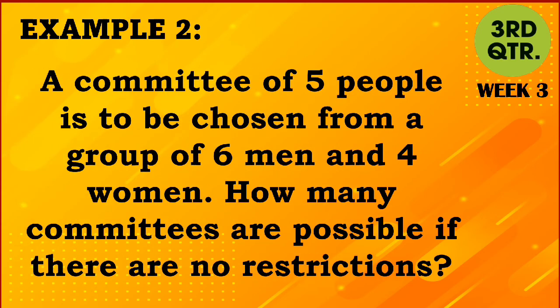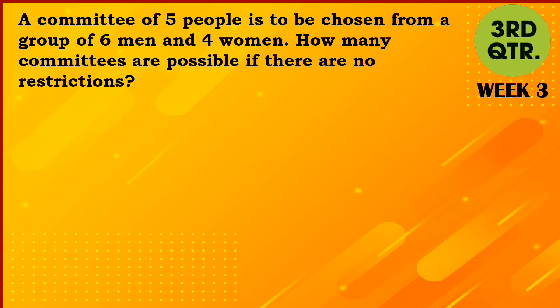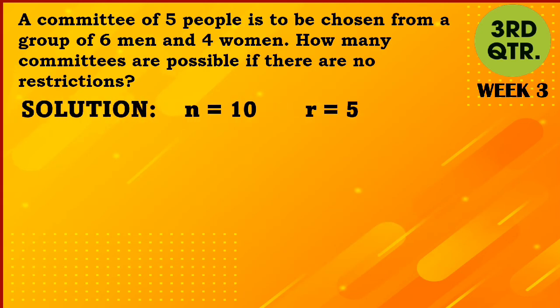Example number 2. A committee of 5 people is to be chosen from a group of 6 men and 4 women. How many committees are possible if there are no restrictions? Since there are 6 men and 4 women, the total of people here is 10. So in this problem, n is equal to 10 and r is equal to 5.